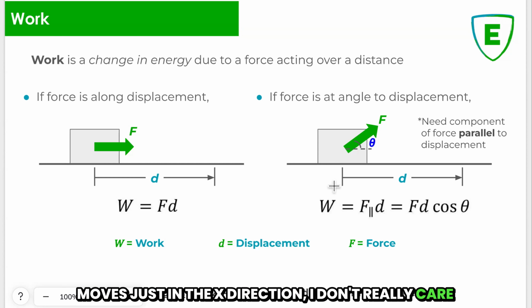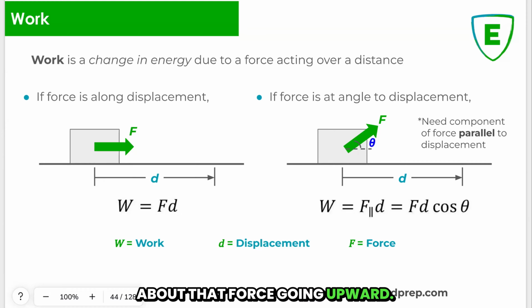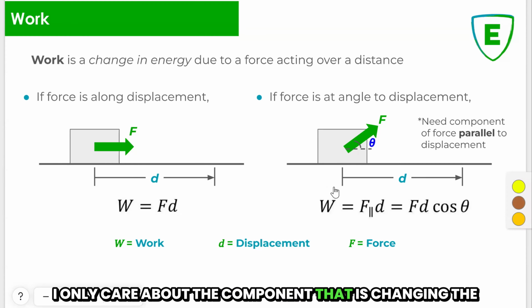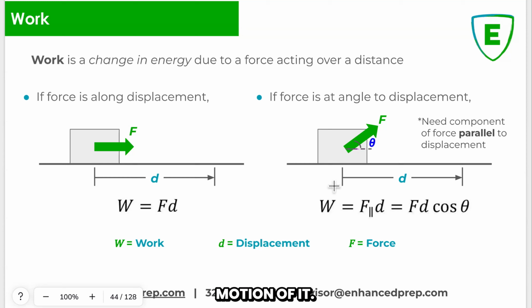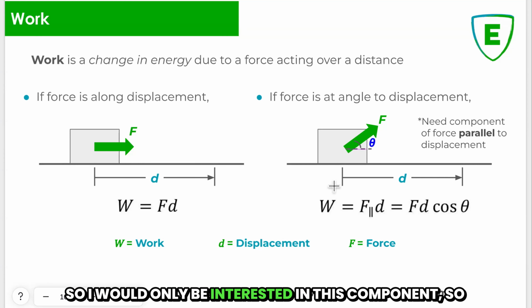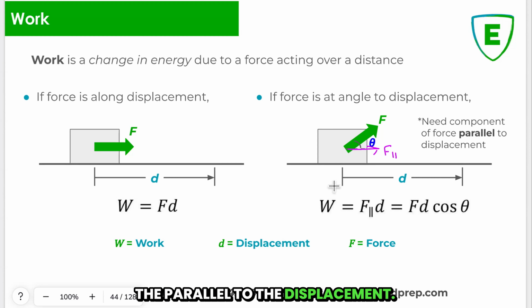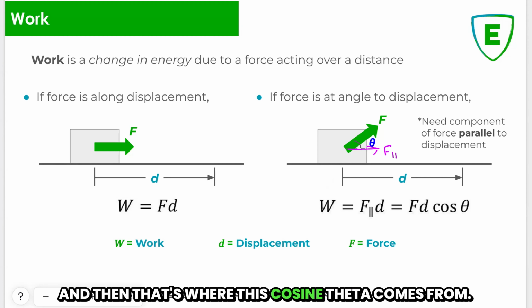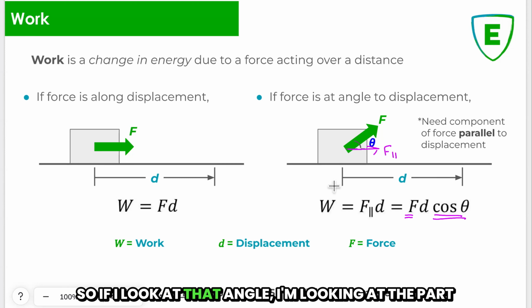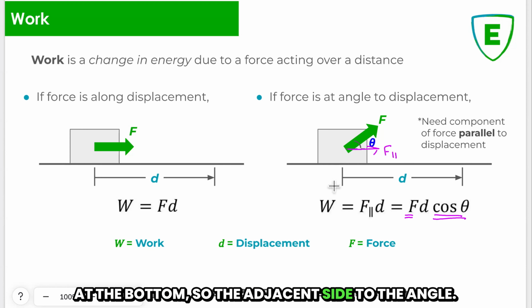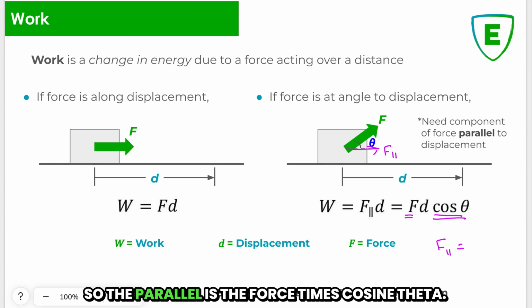If the force is directed at an angle, but the block moves just in the x direction, I don't really care about that force going upward. I only care about the component that is changing the motion of it. So I would only be interested in this component, the parallel to the displacement. And that's where this cosine theta comes from. If I look at that angle, I'm looking at the part at the bottom, the adjacent side to the angle. So the parallel is the force times cosine theta.